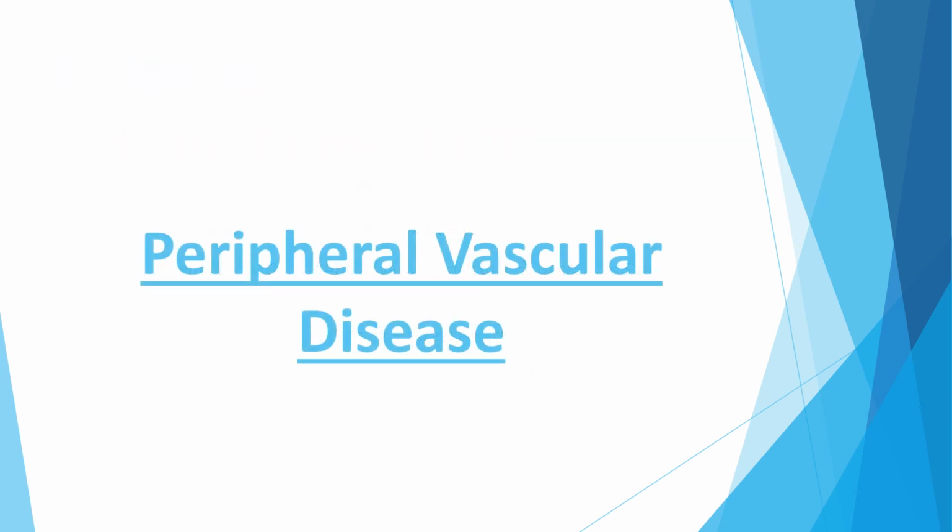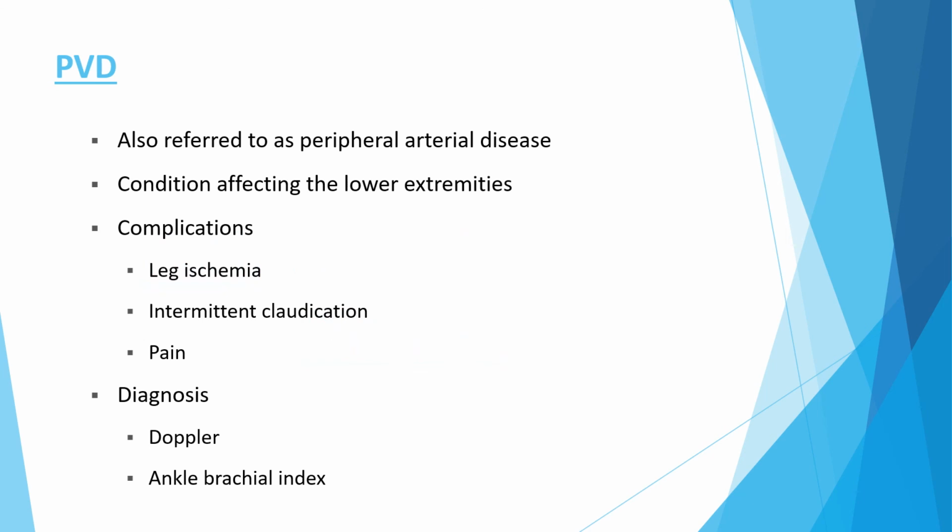Lastly, I want to touch briefly on peripheral vascular disease because it kind of falls into ischemic heart disease, but it's really ischemia in your peripheral vascular system. And so PVD is also referred to commonly as peripheral arterial disease, although peripheral vascular disease includes both your arteries and veins. Peripheral arterial disease is the most common, and so sometimes the terms are used interchangeably. This is a condition that affects the lower extremities, more specifically your legs, and complications include leg ischemia, intermittent claudication, and pain. And intermittent claudication is really just pain when walking.